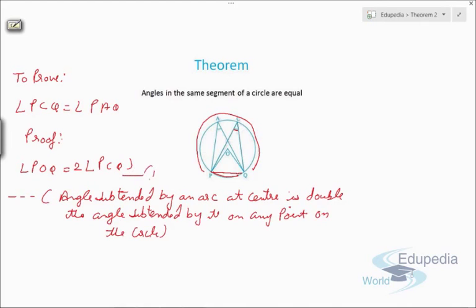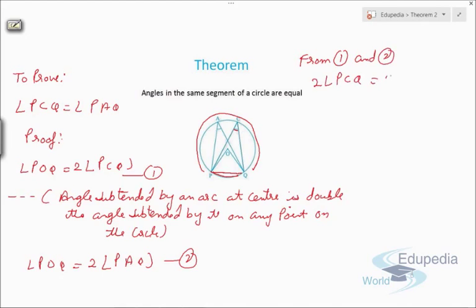Now, let it be first. Similarly, we can say that angle POQ is also 2 times angle PAQ, right? The same theorem applies. So if you compare 1 and 2, 2 times angle PCQ will be equal to 2 times angle PAQ. So this and this get cancelled. So we can say that angle PCQ equals angle PAQ. So this is how we can prove that angles in the same segment are equal, right? So this angle PCQ is equal to angle PAQ.